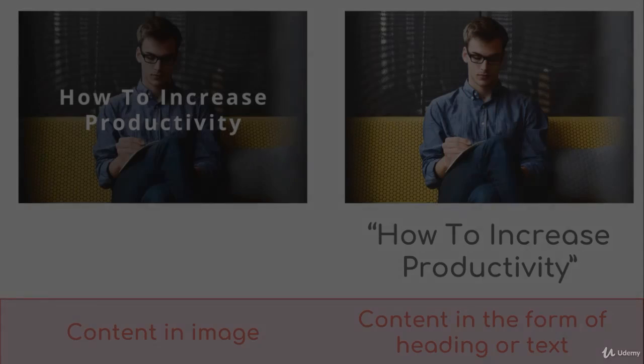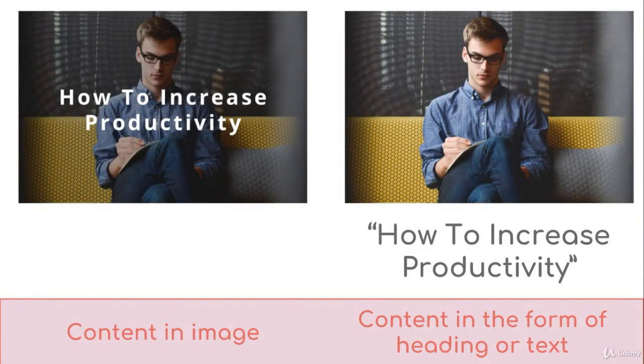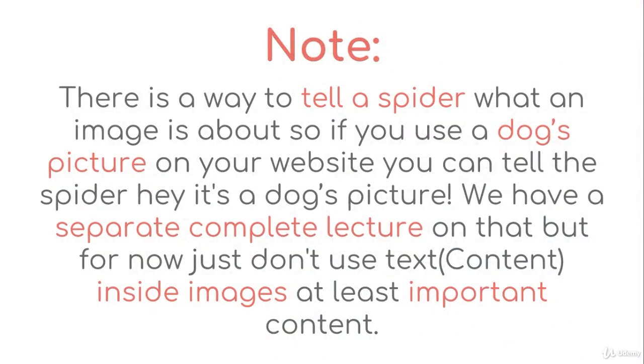You can see these 2 examples here. The left is a bad example, and on the right the text is outside the image and thus a proper way to present the content. Now, there's a way to tell a spider what an image is about, so if you use a dog's picture on your website, you can tell the spider, hey, it's a dog's picture. We have a separate complete lecture on that, but for now, just don't use text on images, at least important text.